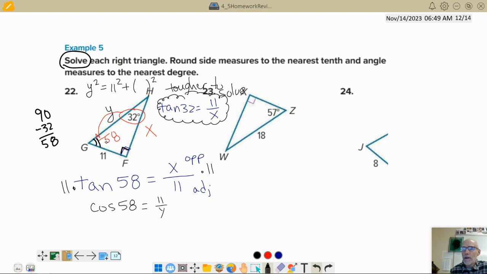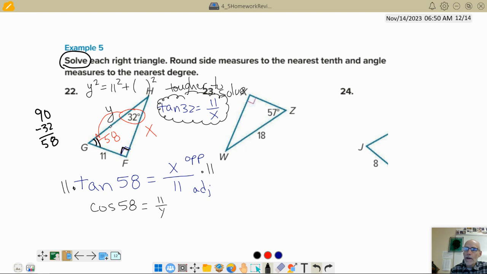Now, if we use the 58 degree angle, x is the opposite leg from the 58 and 11 is the adjacent leg. So that puts x up in the numerator, which is fantastic, which makes it easier to solve because all I need to do is multiply both sides by 11. And that's what I'm doing right here. I'm multiplying this side by 11 and this side by 11, right? Now, let's think about this for a second.